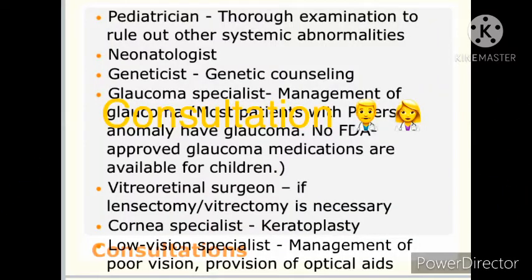So before all, we have the consultation. We have a pediatrician for thorough examination to rule out other systemic abnormalities, a neonatologist if below 1 year old, a geneticist for genetic counseling, and a glaucoma specialist for management of glaucoma. Most patients with Peters anomaly have glaucoma. No FDA-approved glaucoma medications are available for children. A vitreoretinal surgeon if lensectomy or vitrectomy is necessary. A cornea specialist for keratoplasty, and a low vision specialist for management of poor vision and provision of optical aids.